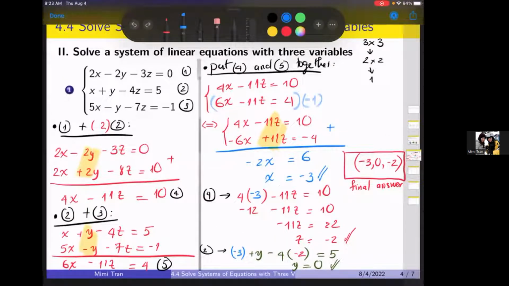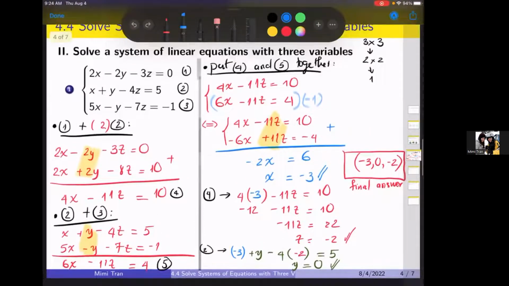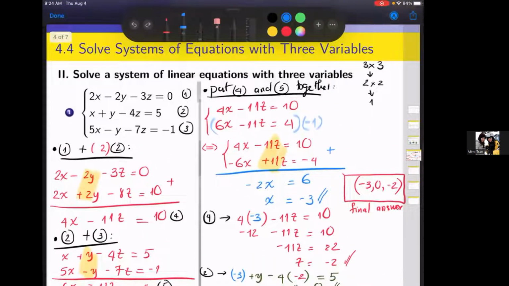Pick a variable you want to eliminate. You have to do it 2 times because you need 2 equations with 2 variables, like 4 and 5. Focus on one variable, do not change your mind. Once you have 2 by 2, you know how to solve from there. Okay, that's easy.